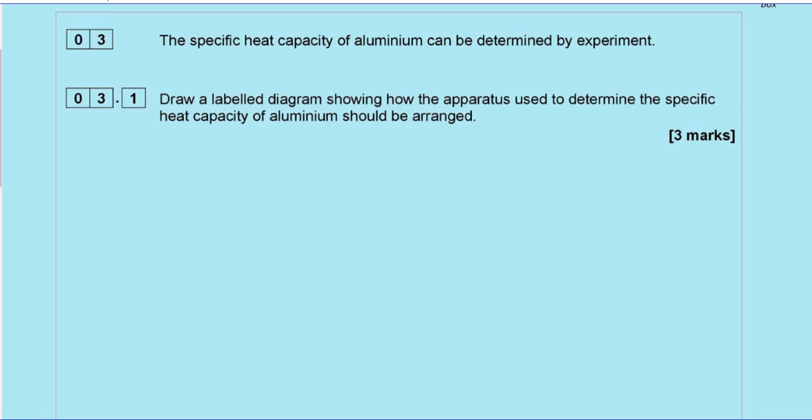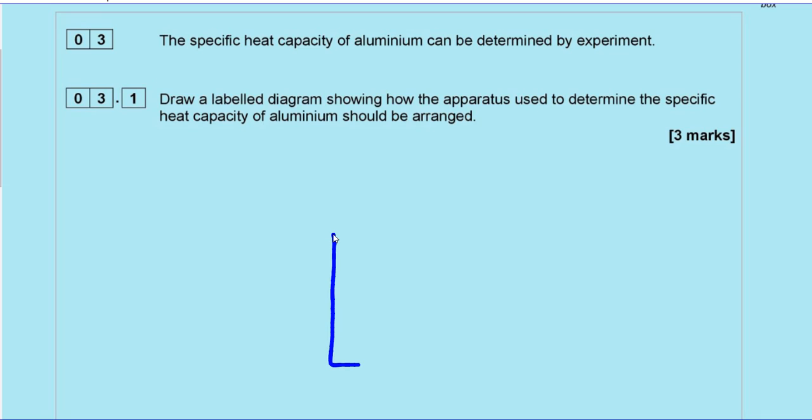to draw a labelled diagram showing the apparatus that we would use to determine the specific heat capacity of aluminium and how that should be arranged. Now there's a couple of different permutations that you could use for this, but regardless of that, most of what you're going to need is exactly the same. So this is something you should have seen or you should have done yourself.